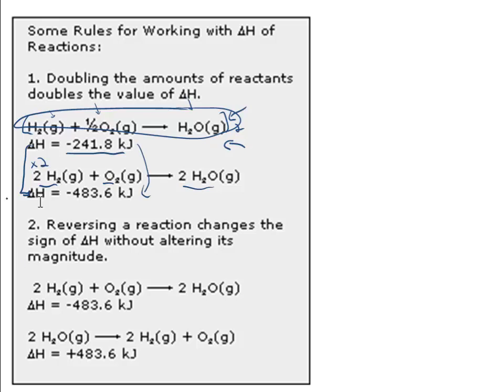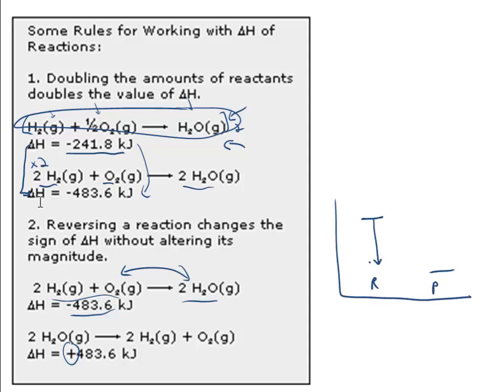The second rule is that if you reverse a reaction, here we have hydrogen and oxygen reacting to make water. If you just reverse the reaction and swap reactants and products and write backwards, you have the same numerical value for delta H, but you've changed the sign, which makes sense. That makes sense in the sense that if you have reactants here and products here, and you're going down in energy, if you just swap them, you'll have products here, reactants here, and you'll be going up that same amount of energy. Same energy change, just in the opposite direction, so you change the sign.